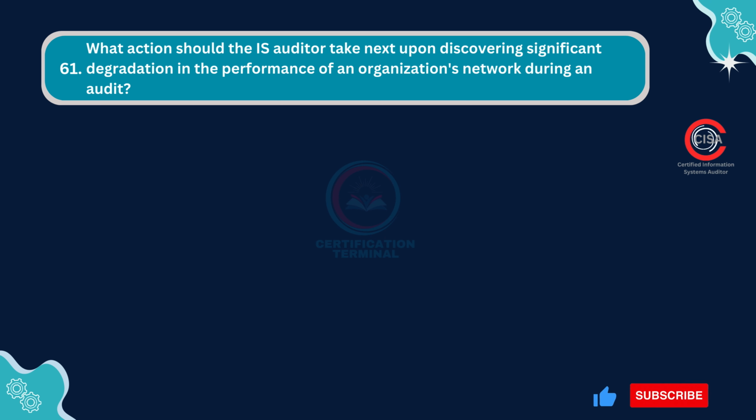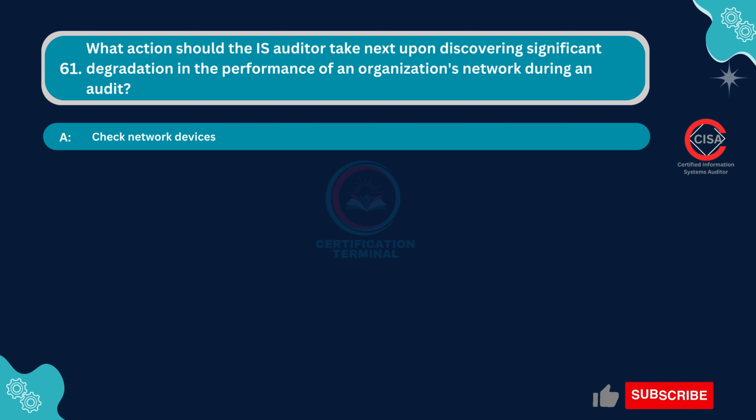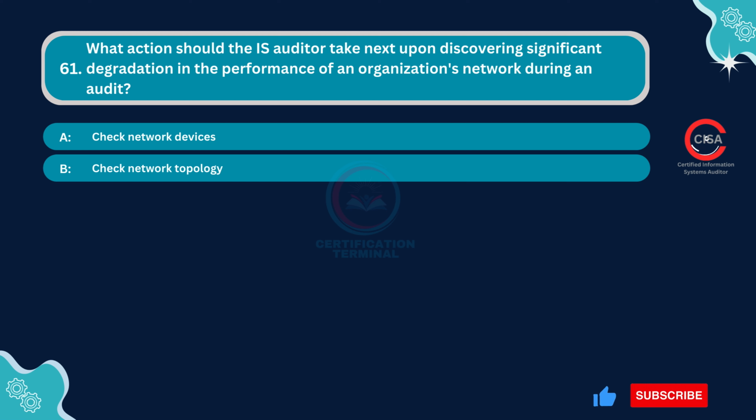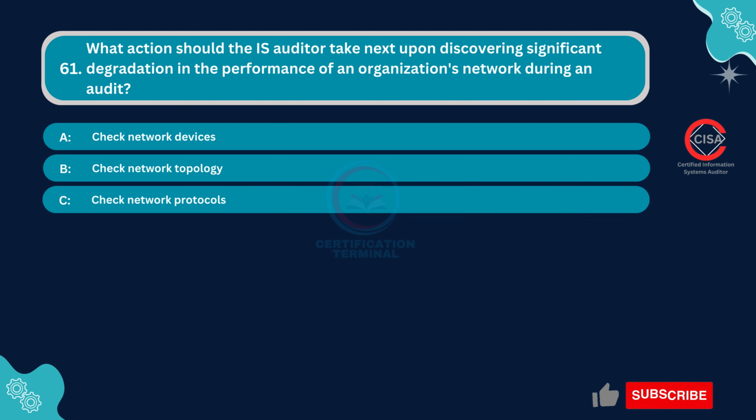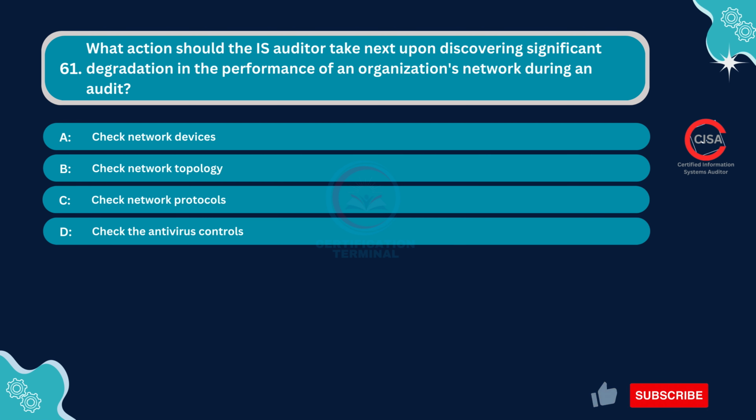Question number 61. What action should the IS auditor take next upon discovering significant degradation in the performance of an organization's network during an audit? Option A, check network devices. Option B, check network topology. Option C, check network protocols. Option D, check the antivirus controls.